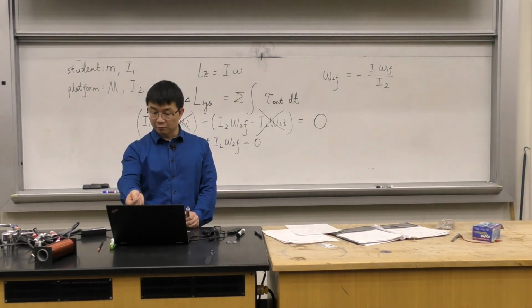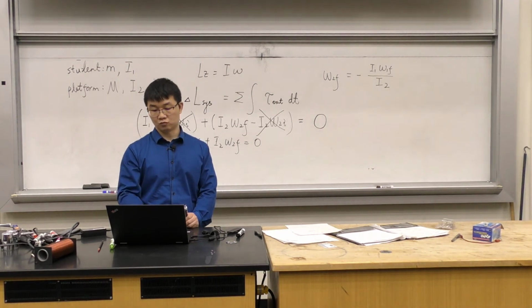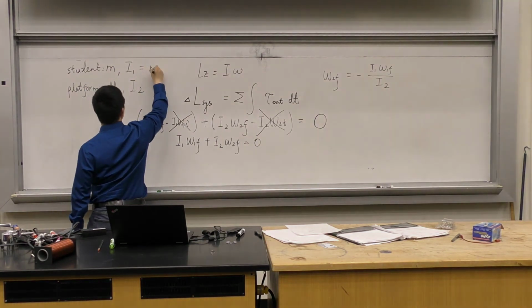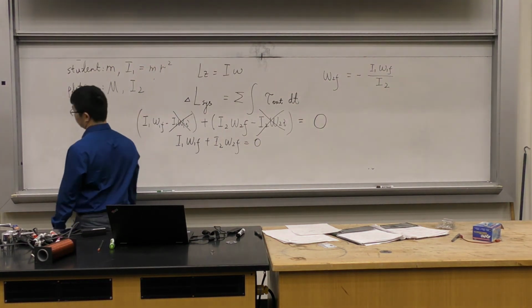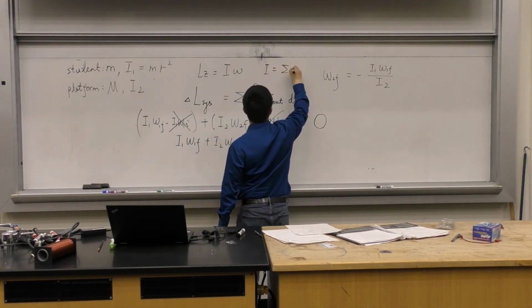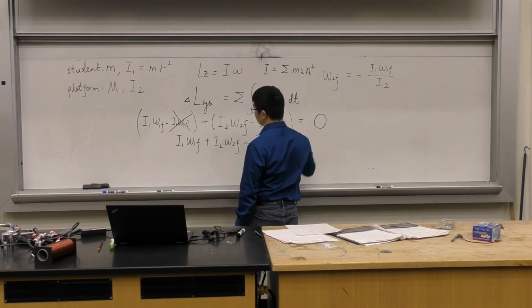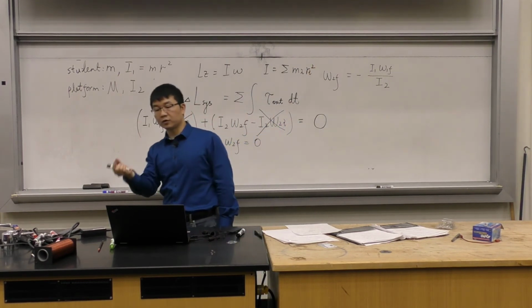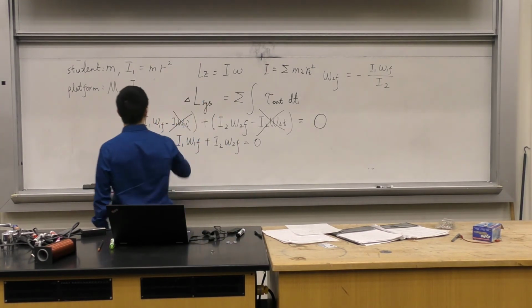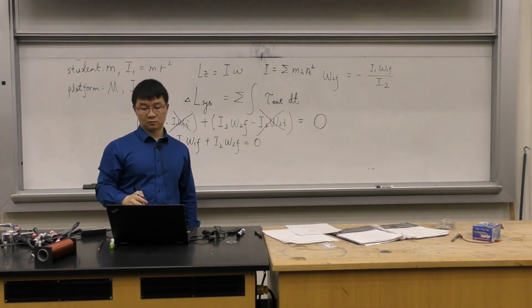The student, you can model as an isolated point mass on the platform, right? So for the student, I1, you just do m r squared, right? Because that's the definition of I. You sum up all these little pieces with the radius squared. But if it's an isolated point mass, it's just one piece, so you don't need to add anything. But this radius is going to be the radius of the student, okay?